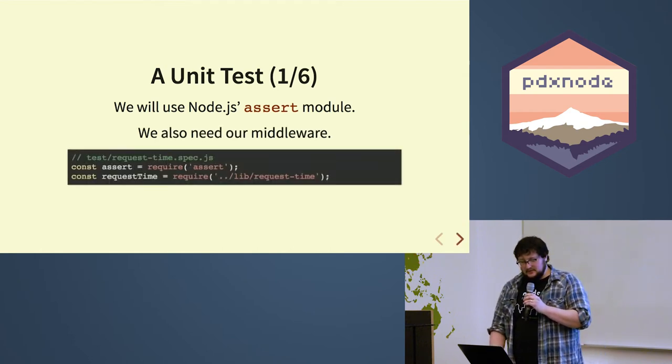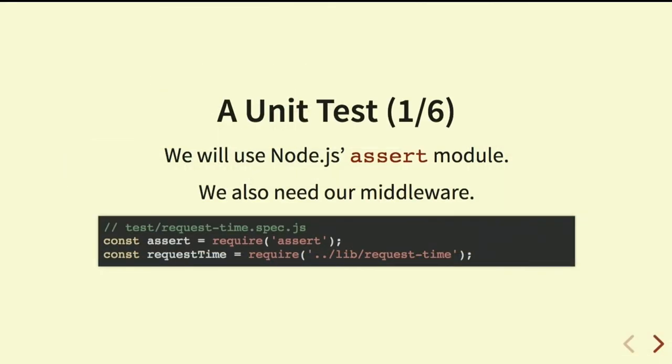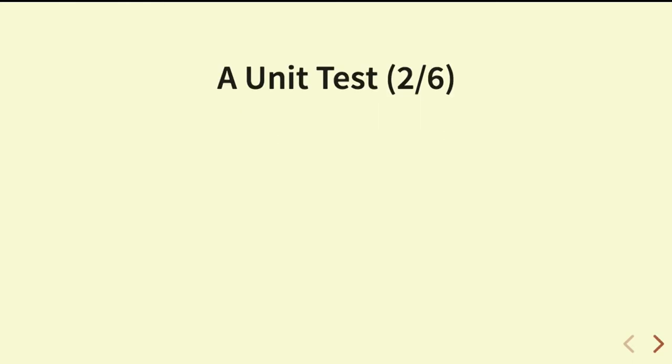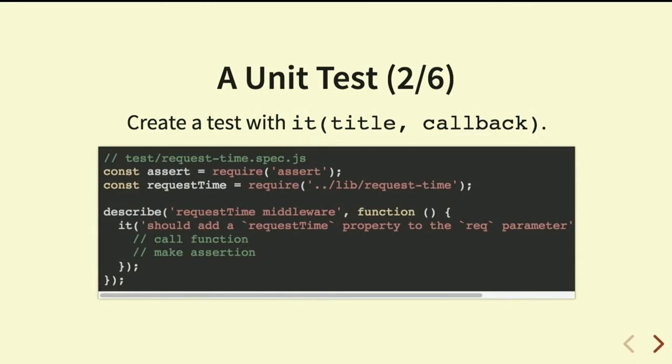And we're also going to need our middleware. So this is our unit test file. We're just going to pull in the assert module. We're going to pull in our middleware. And next, we're going to create a test. Before, we had describe for a suite, and then in the suite body, we put a test, and you create a test with it, title, callback, very similar.